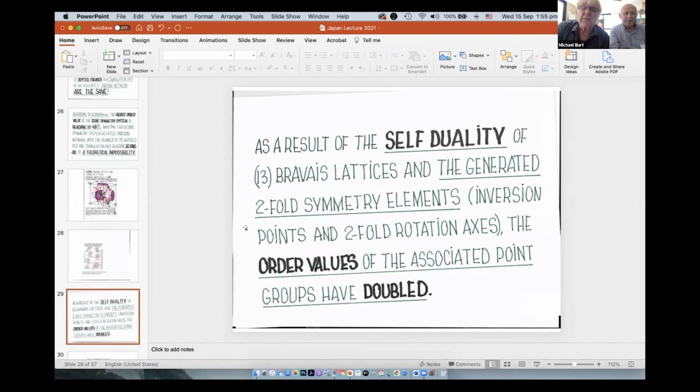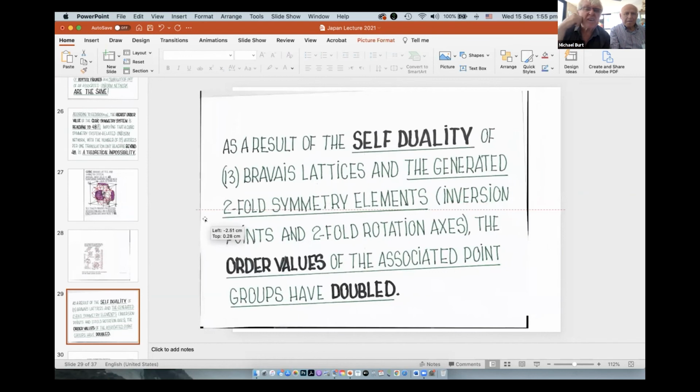As a result of the self-duality of certain Bravais lattices and the generated twofold symmetry elements, inversion points, and twofold rotation axes, the order values of the associated point groups have doubled.